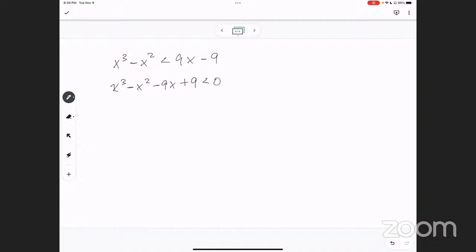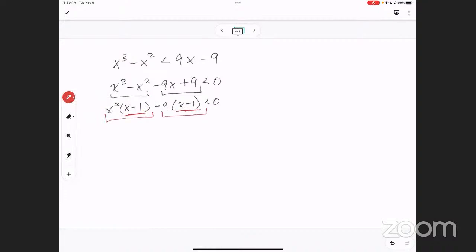I tricked you. All right, now I'm gonna factor by grouping. Can you see how that can happen here? Yes. When I take an x squared out of here, I get x minus 1. And when I take a -9 out of here, I get x minus 1. Do you see how I did that? Yeah.